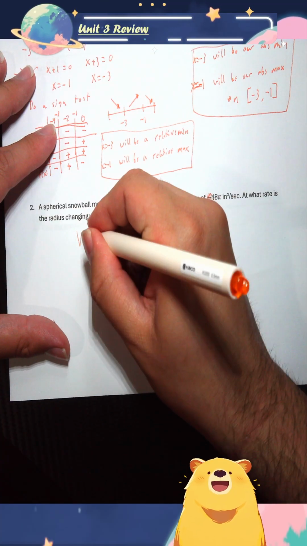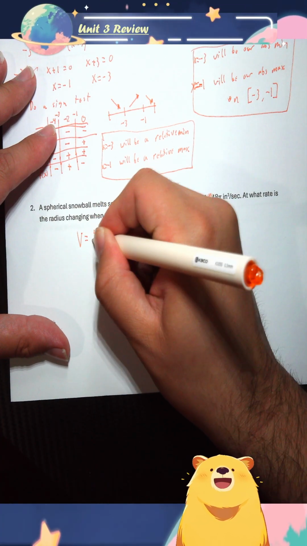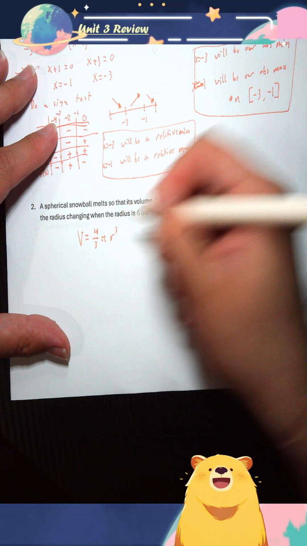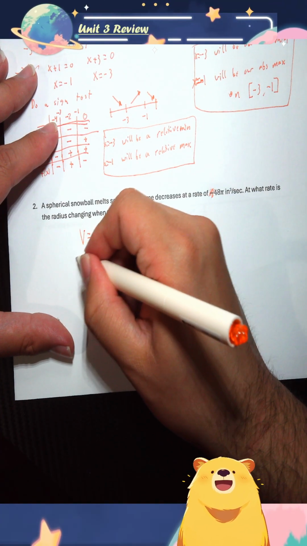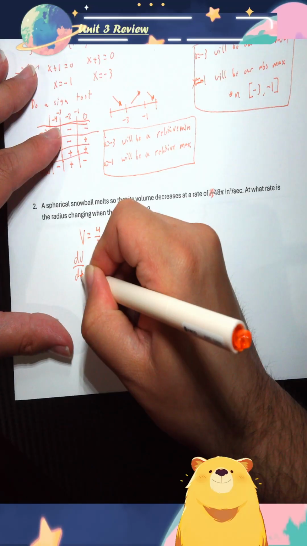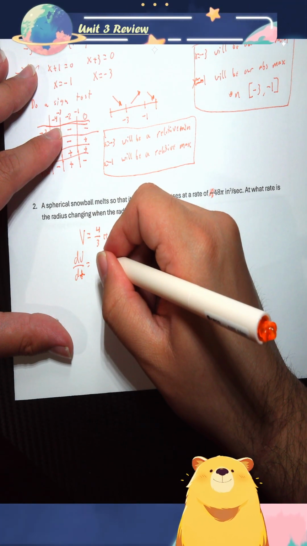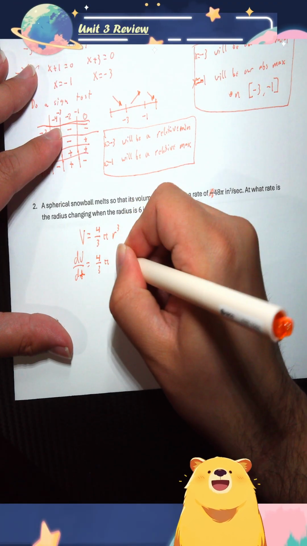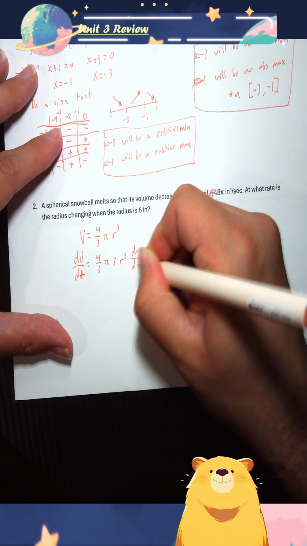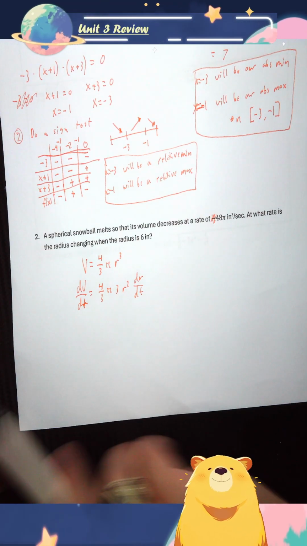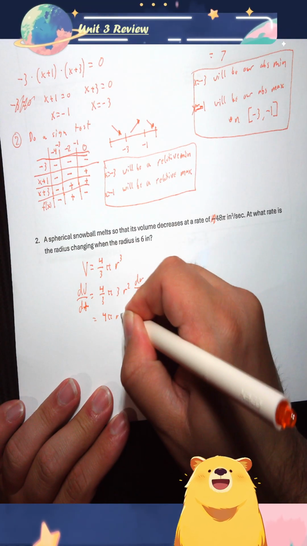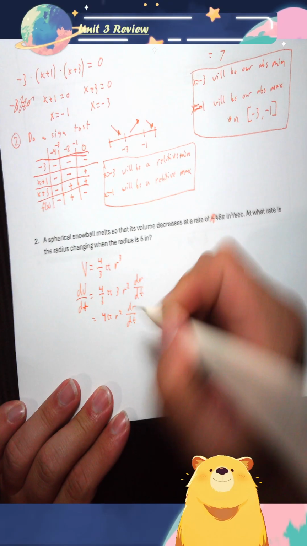Let's recall the volume formula. Volume is equal to 4 over 3 pi times r to the power of 3. Take the derivative with respect to time, so dV over dt is equal to 4 over 3 pi times 3 r squared dr over dt. Okay, so from here, we can simplify that to be 4 pi r squared dr over dt.